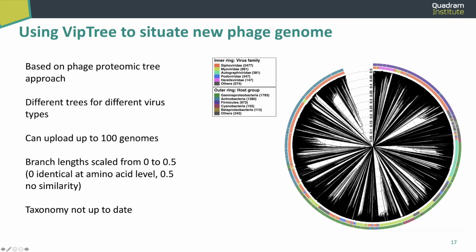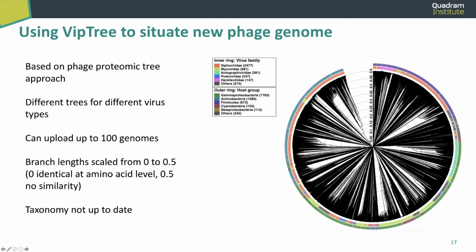0.0 on this tree, that means that they are identical at the amino acid level. And if your branch goes all the way to the middle, so it's 0.5 times 2, so 1, then they share nothing. So all of these large branch lengths show you that within these double-stranded DNA phages, there's a large number of groups of phages that share nothing at the amino acid level.